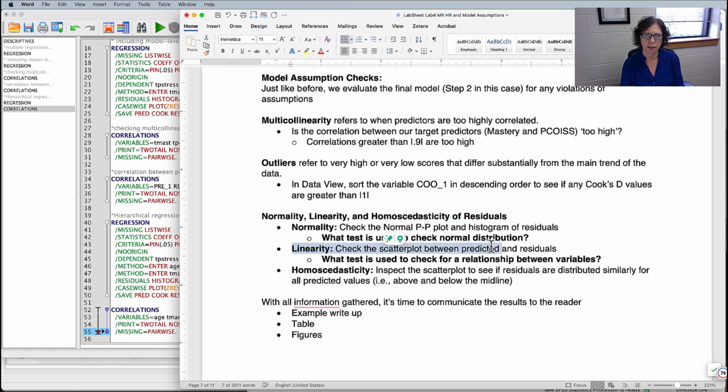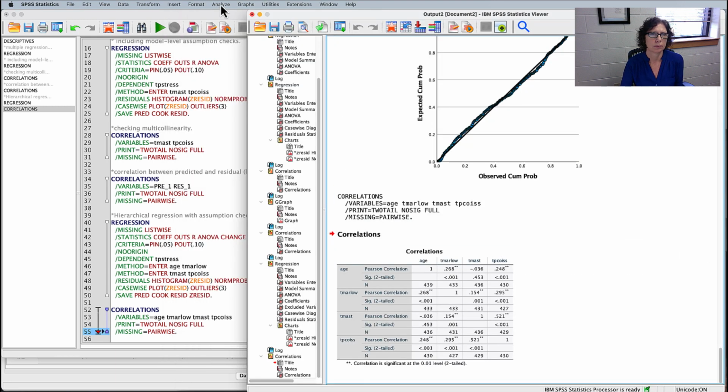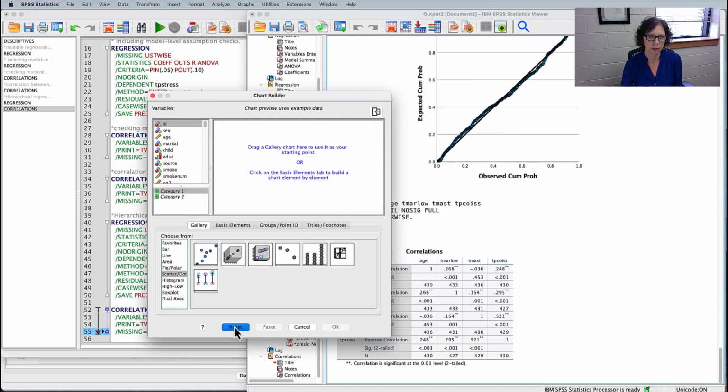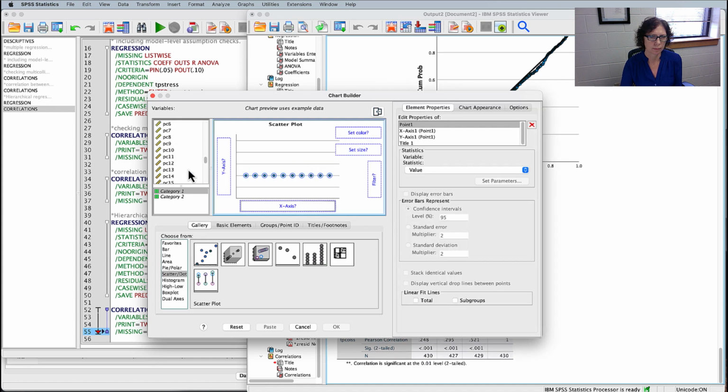And then linearity, scatter plot between predicted and residuals. So going to our graphs, chart builder, and now we're going to reset this so it doesn't have the old ones in there. We'll get scatter plot again. And see how now we have 2s? That's because we asked for it again. The only one that's a 1 is the standardized residuals, which is the first time we asked for that, which is why it's a 1. But it's still all about the hierarchical regression. It's just the first time we asked for it.